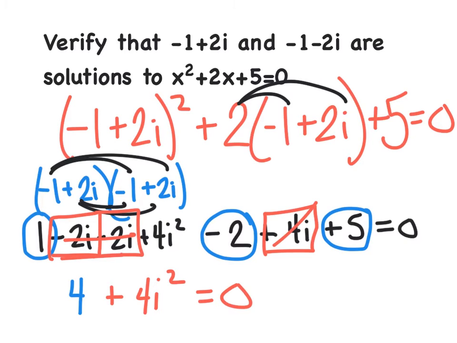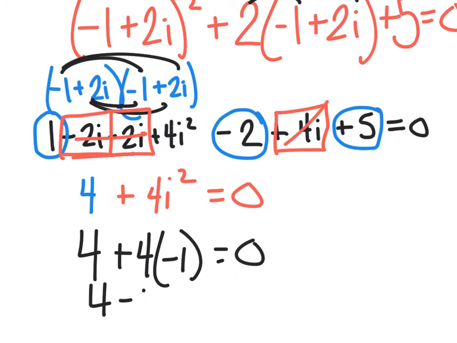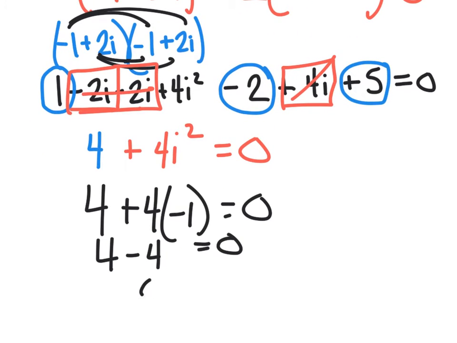Now remember our little cheat sheet. i squared is really equal to, you've said it, negative 1. So I get 4 minus 4 equals 0, and guess what? 0 equals 0, so we know it's a solution, and it checks. Okay, so we have a solution to this equation.